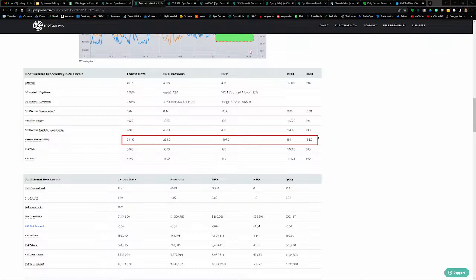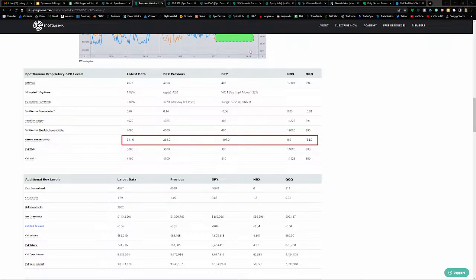In a negative gamma environment, market makers have to hedge with price action to hedge their delta exposure. And in a positive gamma environment, market makers have to sell futures as price increases to hedge their delta exposure. So in a positive gamma environment, they are trading against price, and in a negative gamma environment, they are trading with price to hedge their delta exposure. So in a negative gamma environment, you expect more volatility. In a positive gamma environment, you expect less volatility.